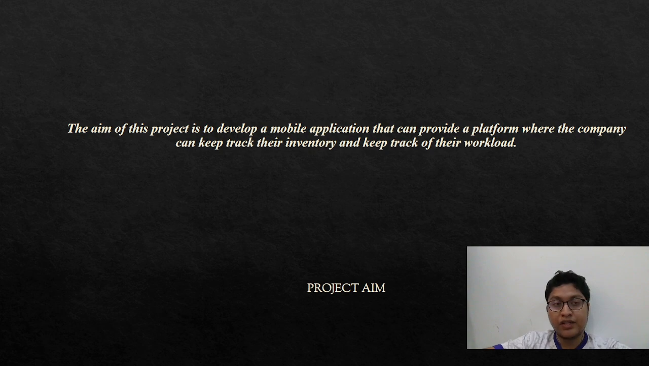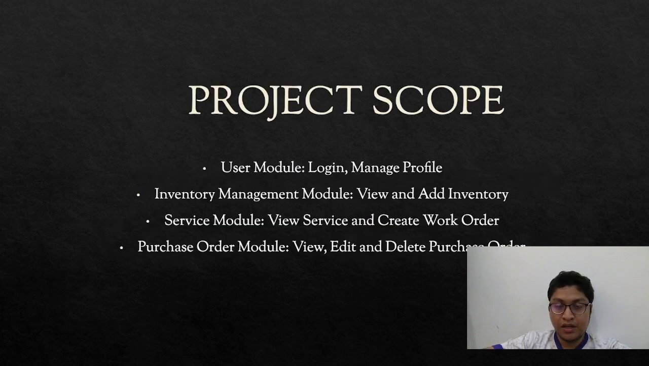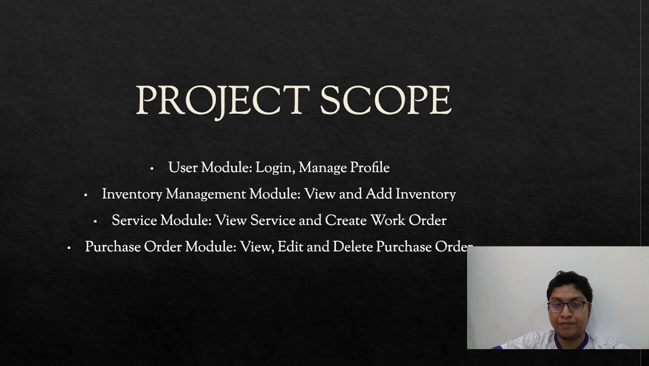So the project aim was to develop a mobile application that can provide a platform where the company can keep track of their inventory and also keep track of their workload. So the project objectives are to elicit requirements for the system from the stakeholders, to design and develop a mobile application for the external users of iFleet management system based on stakeholder requirements, to ensure testing and fixing any issues that arise before the release of the mobile application. So the project scope is there's four modules: the user module, inventory management module, service module, and purchase order module.